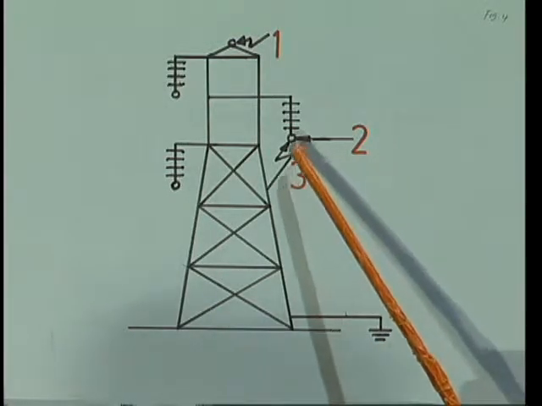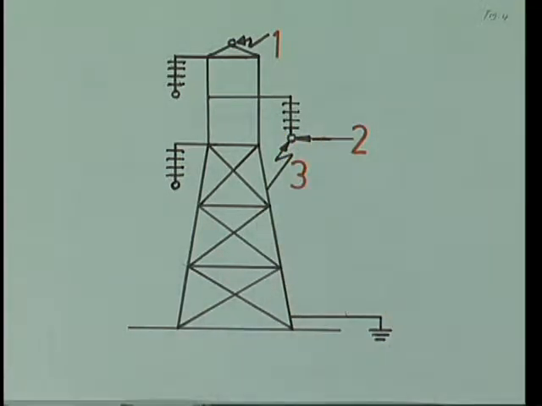So this is the other type of occurrence, lightning over a tower or earth conductor. So here also we need to provide proper protection. And the third occurrence is like this.